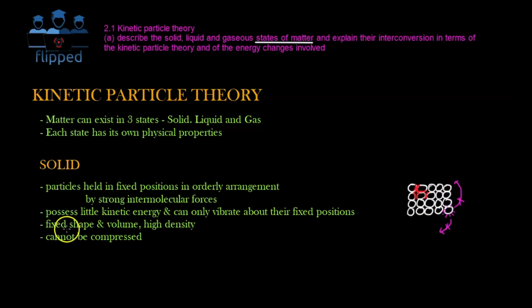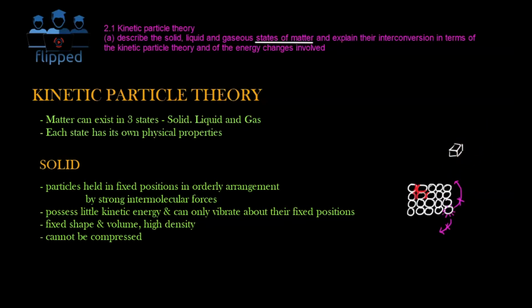And due to this, it gives them a fixed shape and volume. Because you can see that they are arranged like this, they cannot move much, and so their shape is fixed, and so is their volume. And this leads to high density because they are so closely packed together. And also they cannot be compressed. Like a normal solid, right? You cannot compress a solid because it has a fixed shape basically.